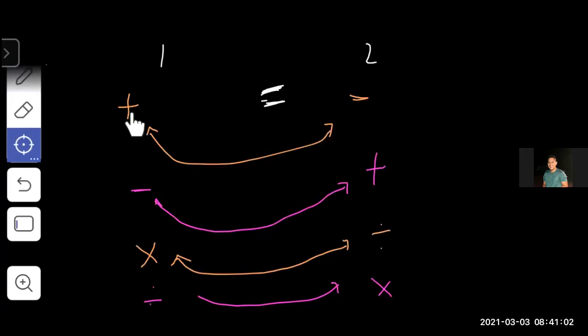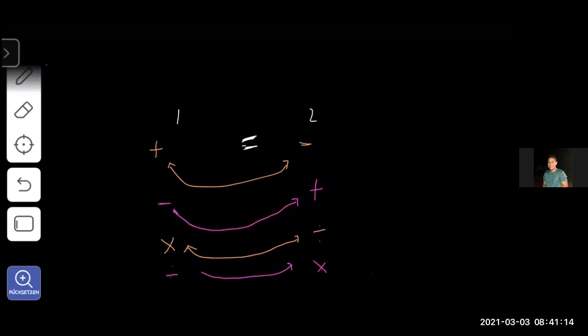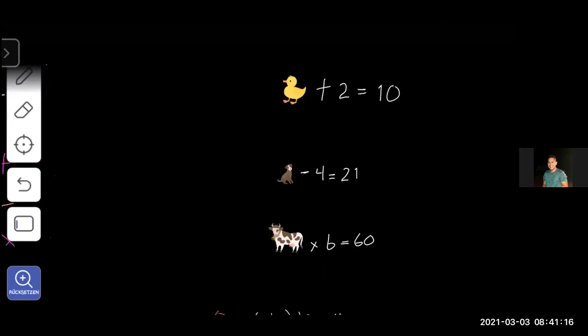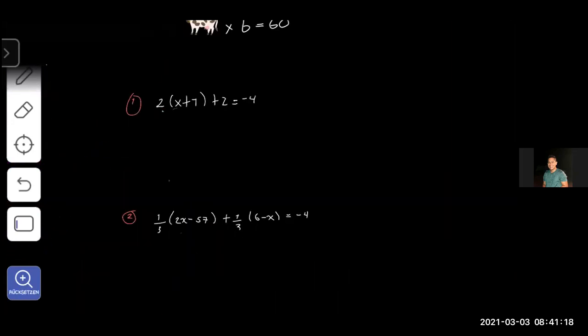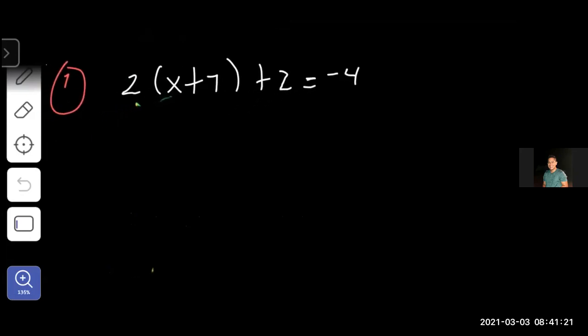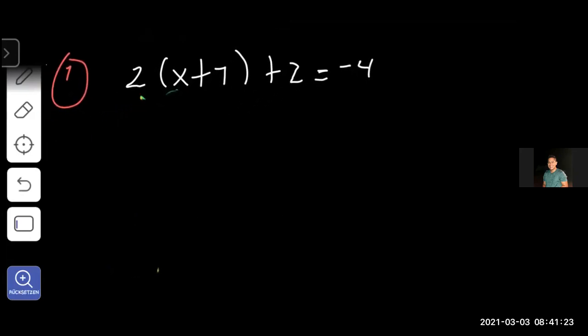If something is adding, you subtract. If it is subtracting, you add. If it is multiplying, you divide. If it is dividing, you are going to be multiplying. That is basically what we have to do. And as someone mentioned, my goal, guys, is to leave the variables alone on one side and the numbers on the other side. Let's get down to work.